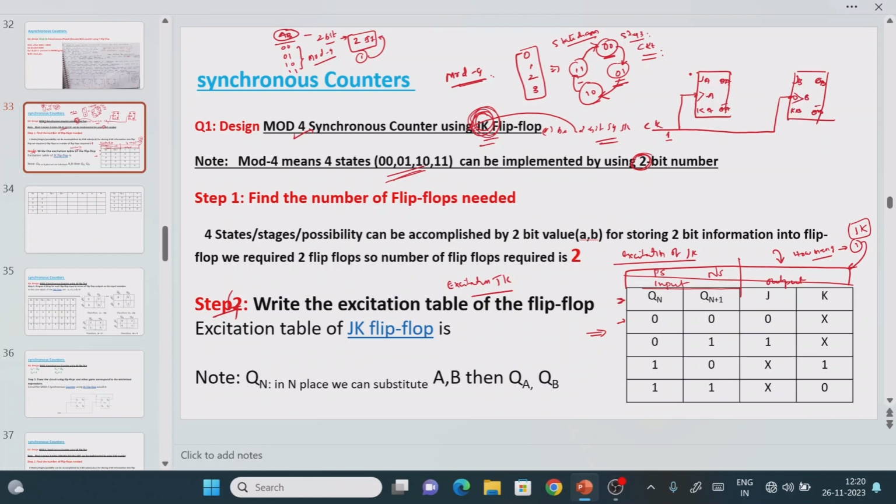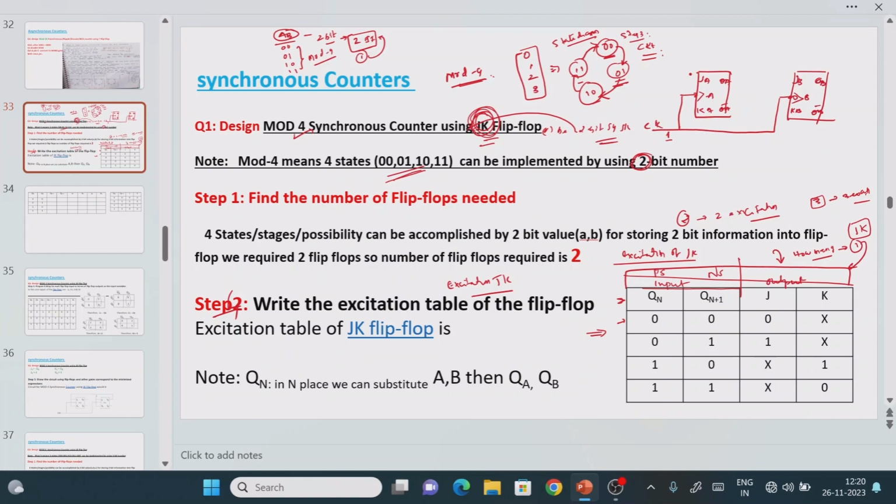So how many excitation tables are required, guys? One or two? If it means two, then I require two excitation tables. It means that if you have three circuits in our expression, we require three excitation tables. Now as per our design, how many do we have? We have two circuits, two JK flip-flops, so we require two excitation tables.